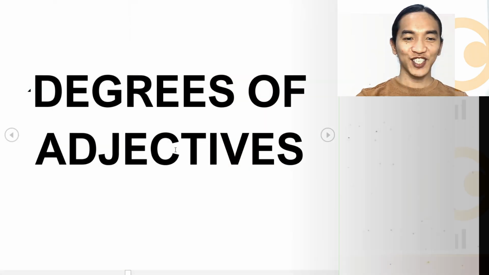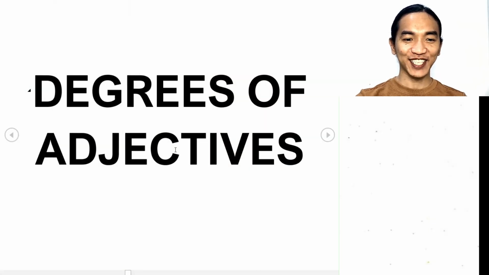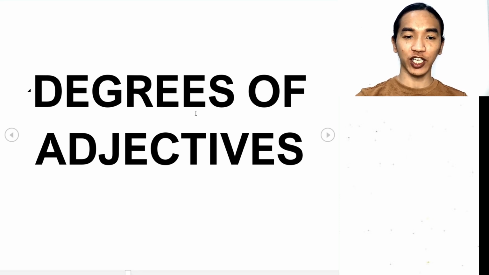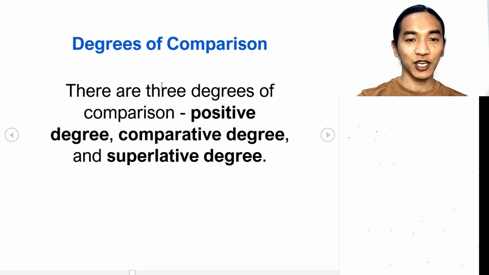Let's go. For today's discussion, let's talk about the degrees of adjectives. This will be just a light discussion of the different degrees of adjectives, so that we have an introduction and a light idea of these three degrees. Let's dive deeper on this topic. Degrees of comparison. There are three degrees of comparison of adjectives: the positive degree, the comparative degree, and the superlative degree.